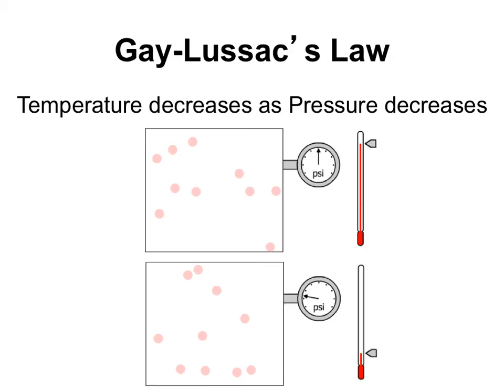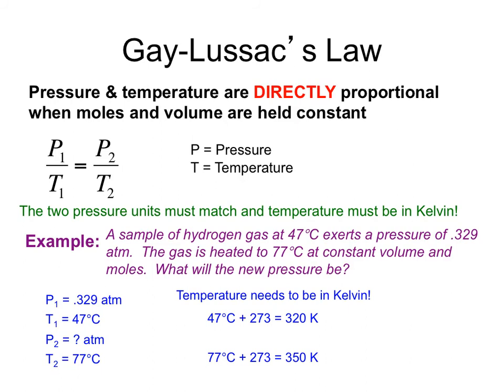A third relationship we discussed was temperature and pressure, and you can see that as temperature decreases in this diagram, so does the pressure. This relationship is called Gay-Lussac's law. It is a directly proportional relationship between pressure and temperature when moles and volume are held constant. Notice the equation looks very similar to the one we just talked about. P1 over T1 equals P2 over T2. And as always, the two pressure units and temperature units must match, and temperature must be in Kelvin.